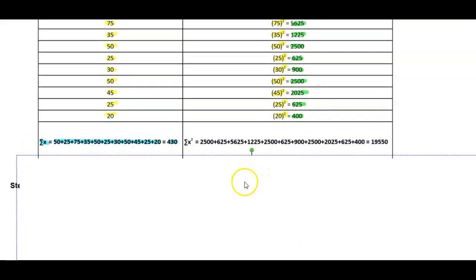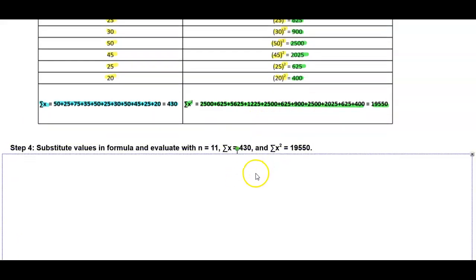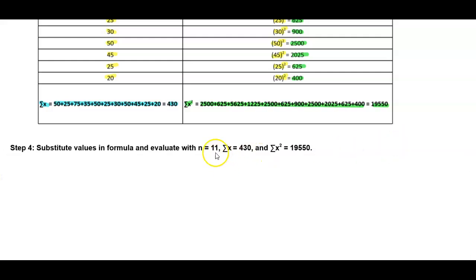Okay, and so now in this column, we want to find the sum of all of those. So we're going to add up all of these numbers to get a total of the sum of x squared, which is 19,550. Now we're going to substitute these values. So we're going to need all these values. We know that the number of data values in our data set is 11. We know that the sum of the first column is equal to 430, and the sum of x squared is 19,550.